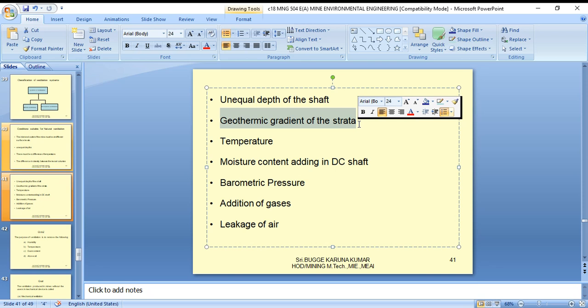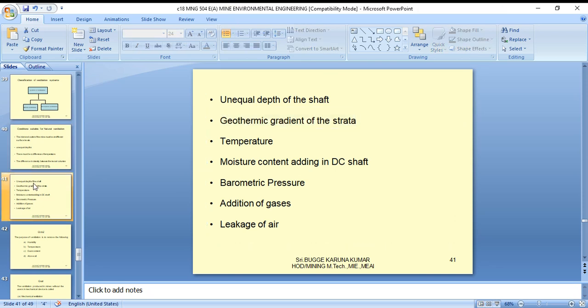And temperature is also very important. Other parameters are moisture content added in the downcast shafts, barometric pressure, addition of gases, and leakage of air. These are the other important parameters.